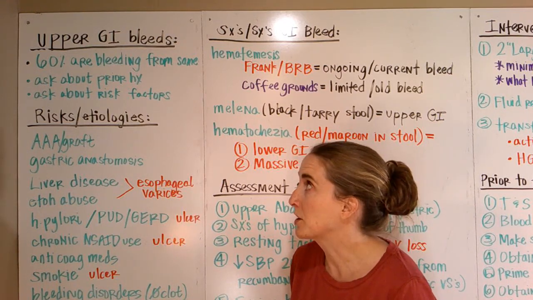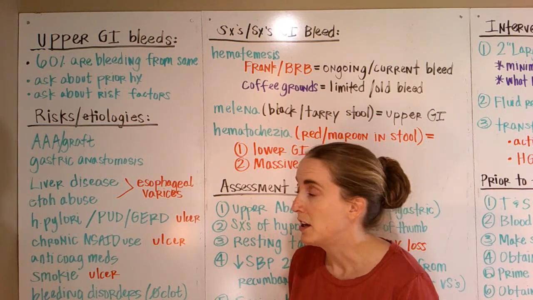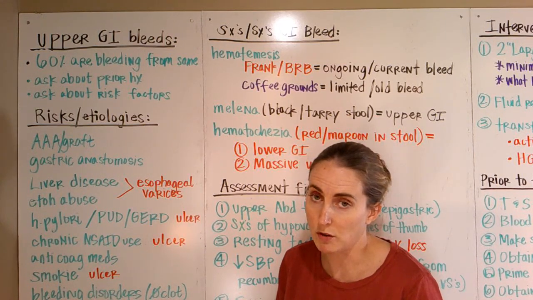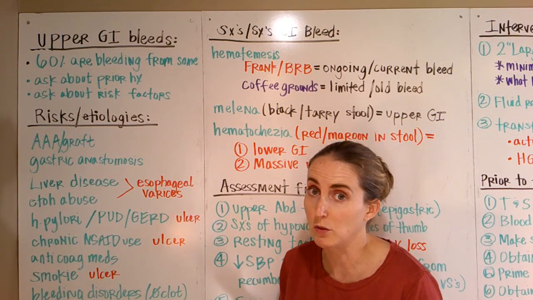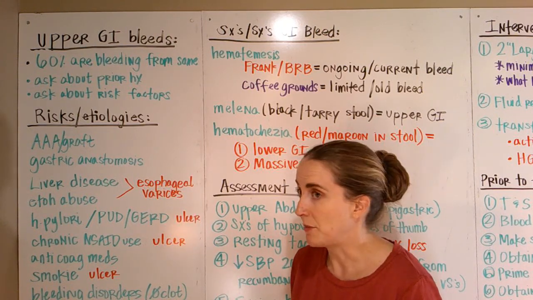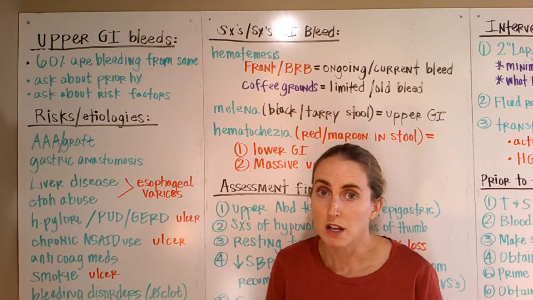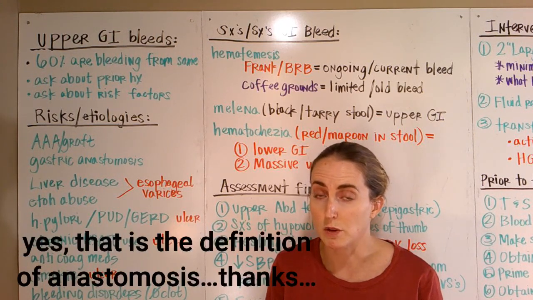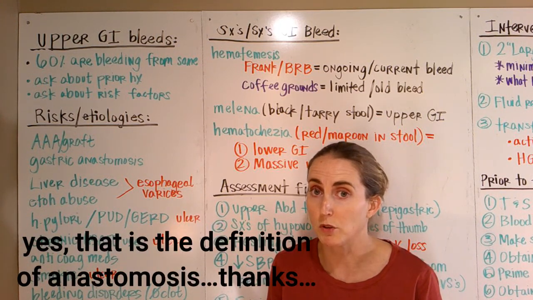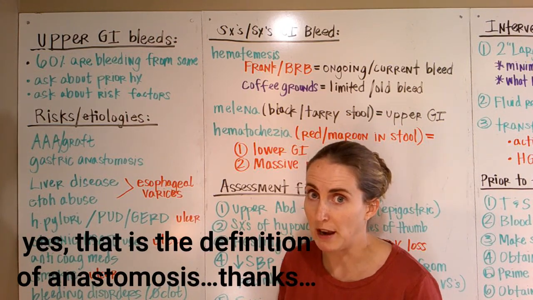So yeah, and then we're going to ask about all the risk factors. So risk factors are if they had an AAA, an abdominal aortic aneurysm, and maybe had it surgically corrected or had some sort of graft, then they can bleed from that site. If they've had a gastric anastomosis, so if they've had part of their stomach removed and the pieces put together, then they can bleed from that site.